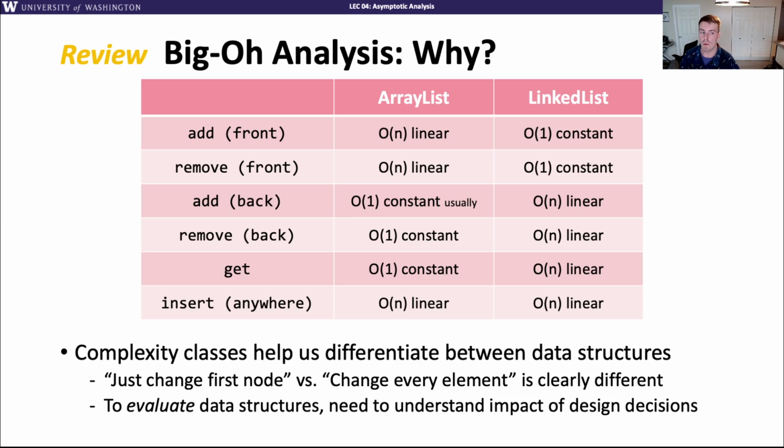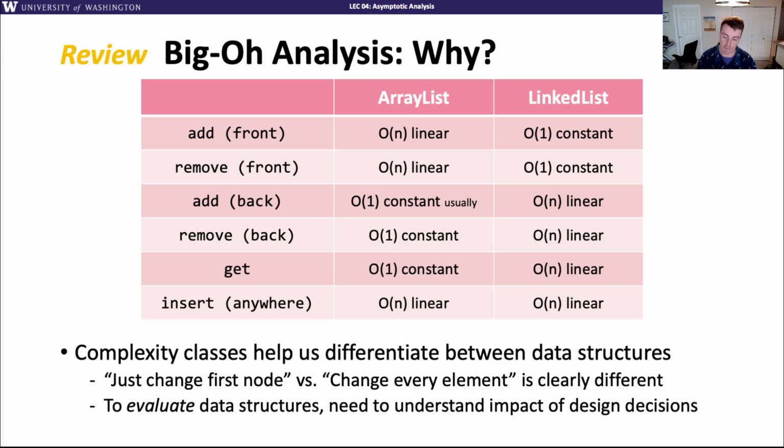Now, let me talk a little bit about why we're going to be talking about this. Why go through all this process of having some tools to analyze our code? Here is a slide that should look a little bit familiar, at least this table. But now we've added this big O notation to both the array list and linked list implementations of the list ADT for how long they should take in terms of runtime. So complexity classes for operations help us differentiate between data structures. It lets us decide which data structure is better in this context and why.